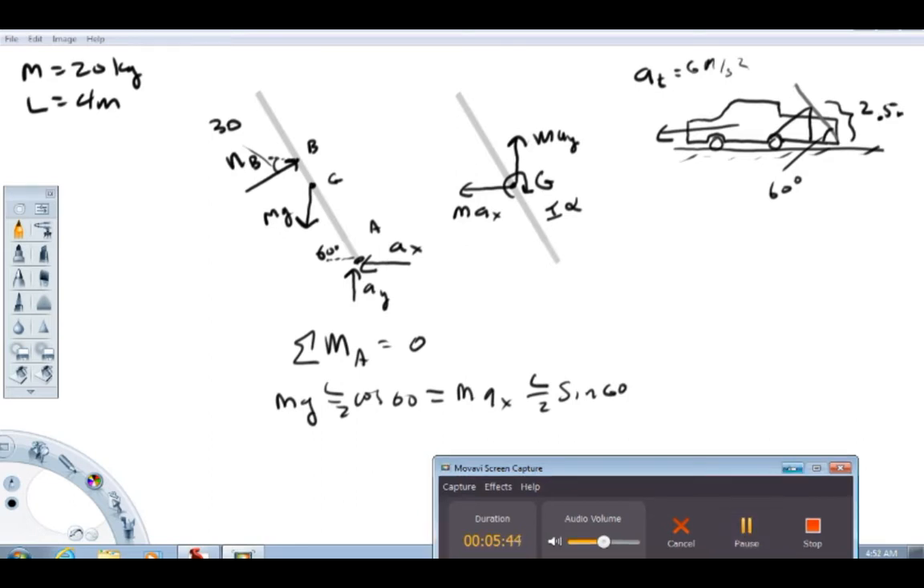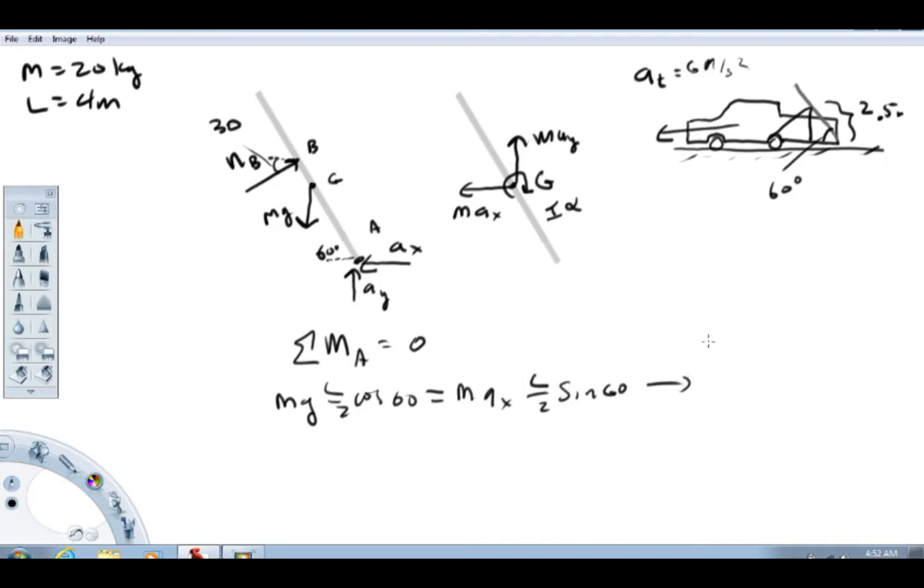Alright, so I'm back, and after solving this, what I get is an AX of about 5.7 meters per second squared. Now, here's what this means. If the acceleration of this truck were less than 5.7 meters per second squared, like maybe 4 meters per second squared, this ladder would not start to rotate. We would have a normal force, the angular acceleration would be 0, the AY would be 0, and AX would equal whatever the acceleration of the truck is.